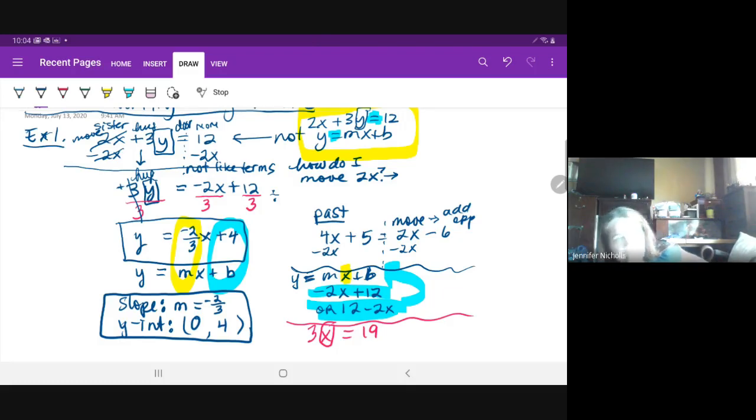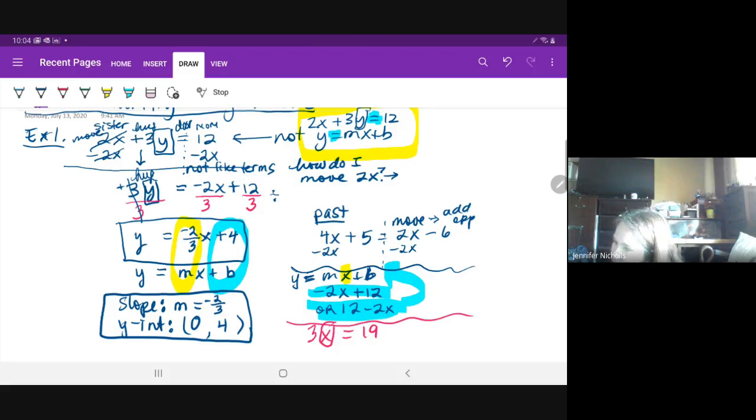Now, usually they also make you graph it, but we'll do that tomorrow. We're going to graph these specific ones tomorrow. But usually they'll say graph 2x plus 3y equals 12. And the first thing you do is convert forms. And then you label the slope and the y-intercept, and then you graph it from there.